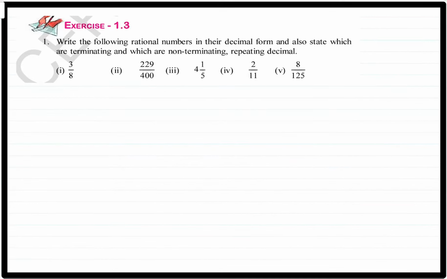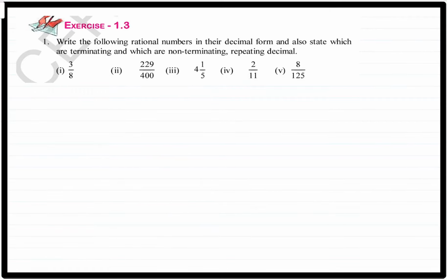Exercise 1.3. Write the following rational numbers in their decimal form and also state which are terminating and which are non-terminating repeating decimals. Here there are 5 problems. We have to find the decimal representation of these rational numbers by using the long division method.